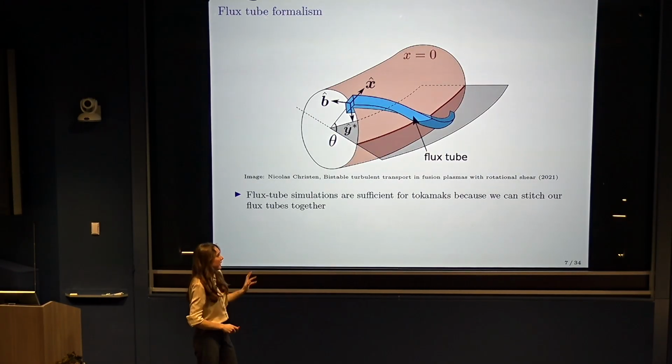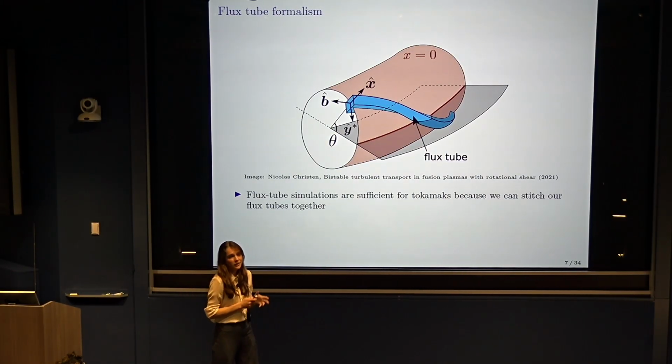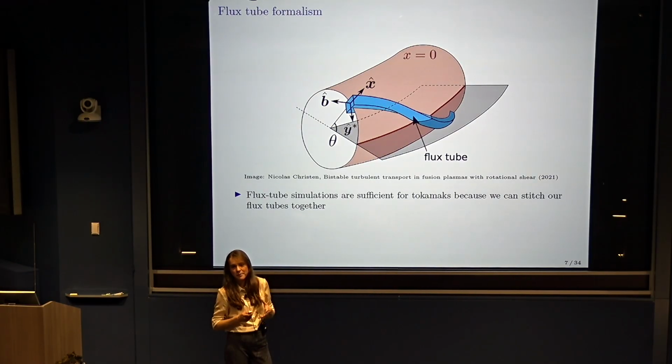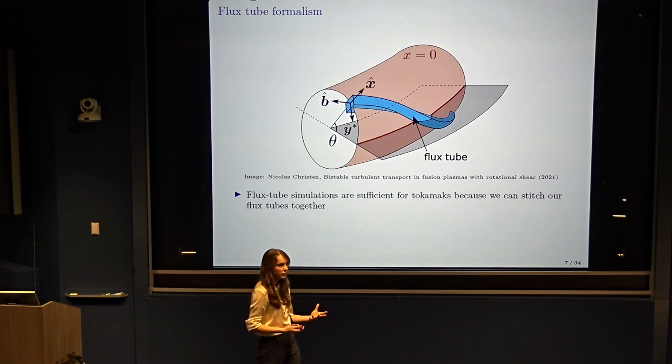So flux tube simulations are really great, especially if I'm considering an axisymmetric device, because like I told you at the beginning, all of these field lines are basically the same. They're all seeing the same geometry. So what I can do is I can do one of these simulations.